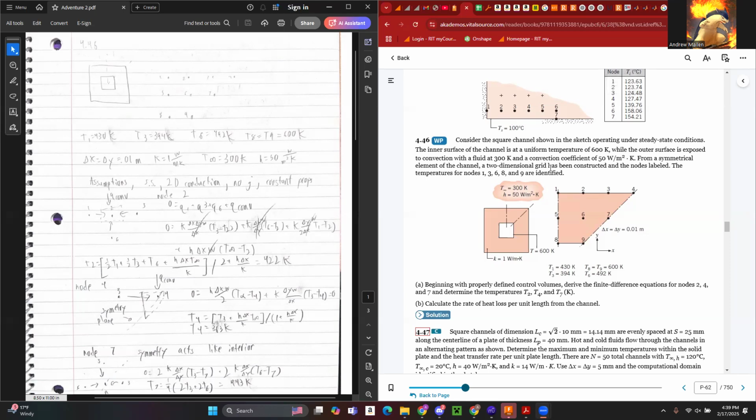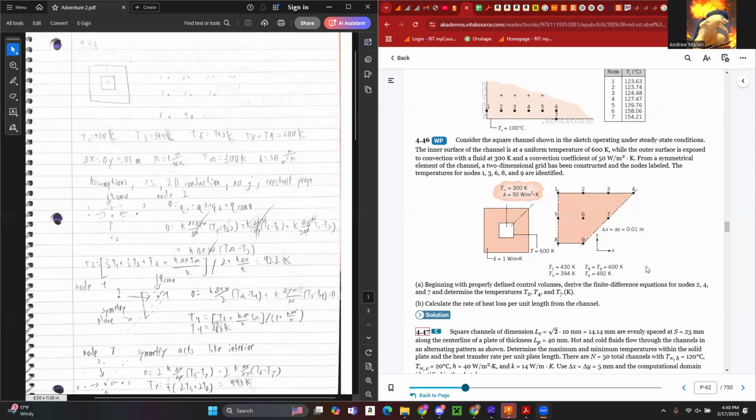So this problem, which deals with transient heat flow, asks us to consider the square channel as shown in the sketch below, which has 9 points and is cut so that we're only dealing with 1/8 of the square instead of the full square. And it gives us 5 of the temperature nodes.